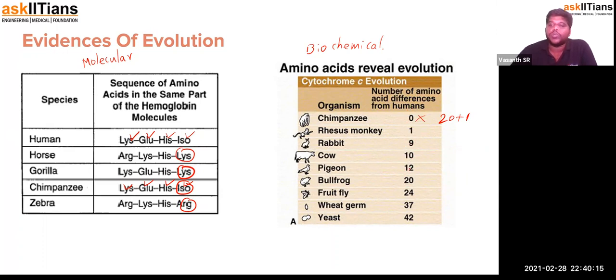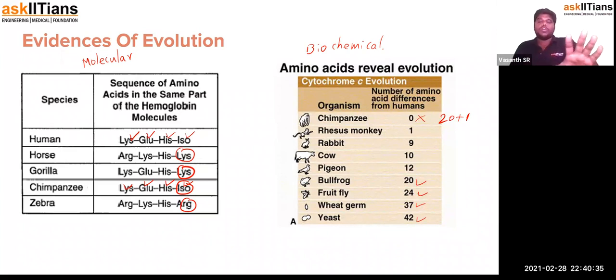Between a pigeon and human being, we have 12. Between bullfrog and human being, we have 20. Between fruit fly and human being, we have 24. Between wheat germ cell and a human being, we have 37. Between yeast and human being, there is 42. So these are the biochemical substances. The amino acid difference between organisms is completely different.